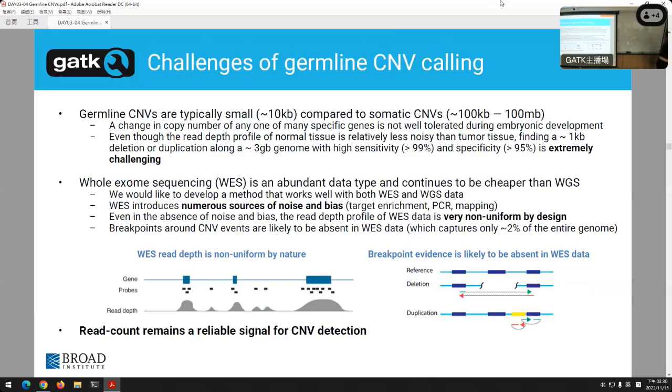Also, whole exomes only cover about 2% of the genome. So it's quite unlikely that we'll actually sequence the breakpoints of these structural changes. So we don't have that information about the breakpoints. And that leaves us with read count as our most reliable signal for copy number variant detection that exists in both whole exomes and whole genomes.